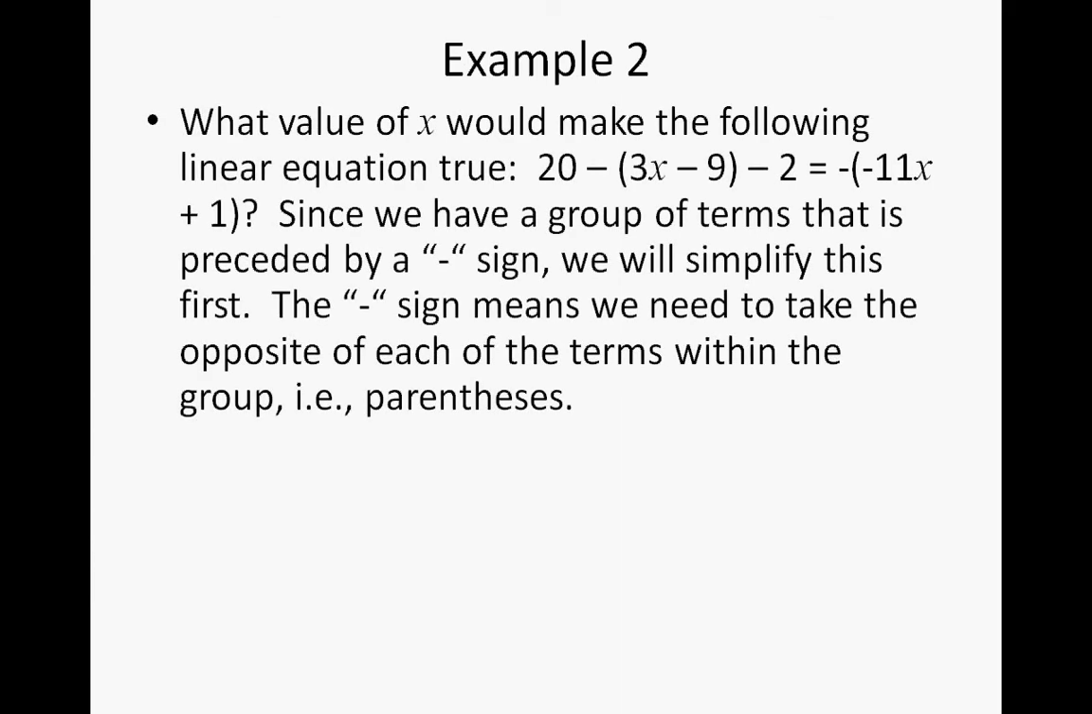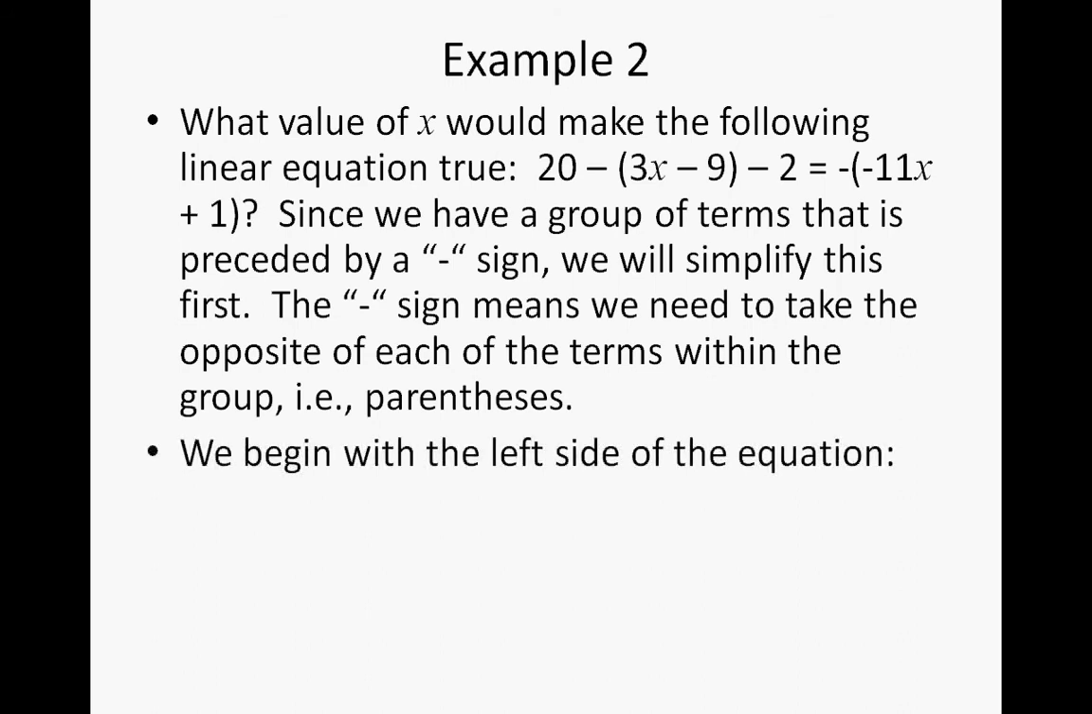All right, let's take a look at example 2. What value of x would make the following linear equation true? 20 minus the quantity of 3x minus 9 minus 2 equal to the opposite of negative 11 times the quantity of x plus 1. Since we have a group of terms that is preceded by a negative sign or a minus sign, we will simplify this first. The minus sign means that we need to take the opposite of each of the terms within the group, which means within the parentheses.